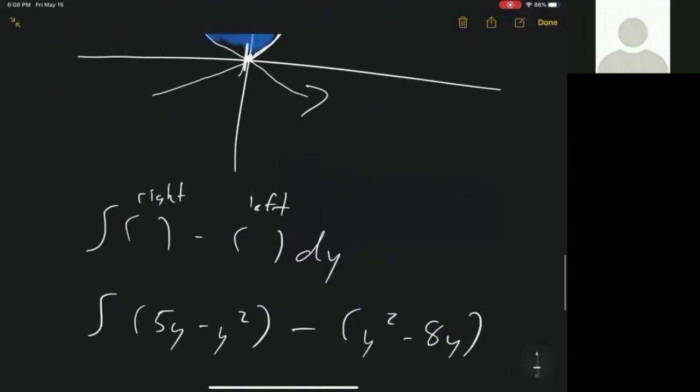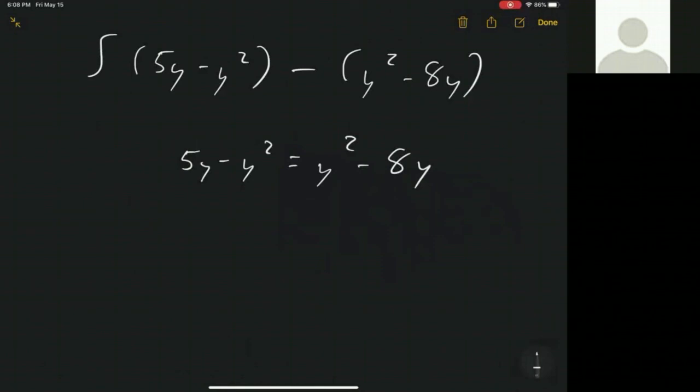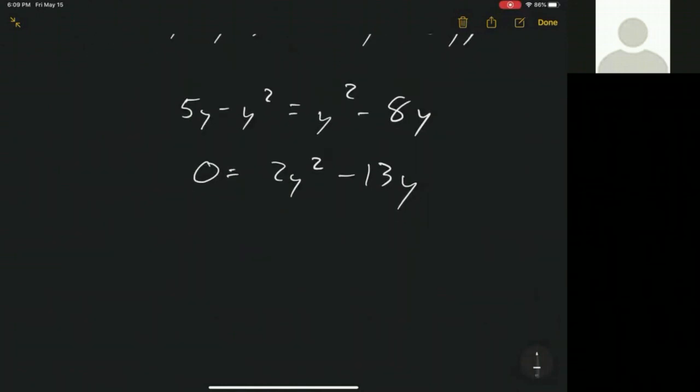So how do I do that? Just like in the previous case, I set the two curves equal to each other. So I'm going to set 5y minus y squared equal to y squared minus 8y. I'm going to move everything to one side of the equal sign and then solve for y. Let's see, have I done this correctly? I would add y squared to both sides and subtract 5y from both sides. Yeah. And then I need to solve for y.